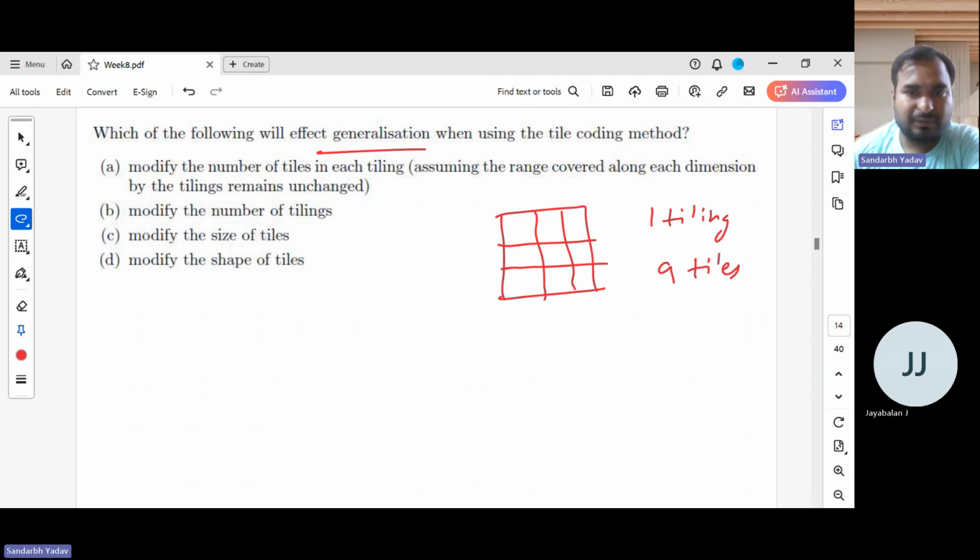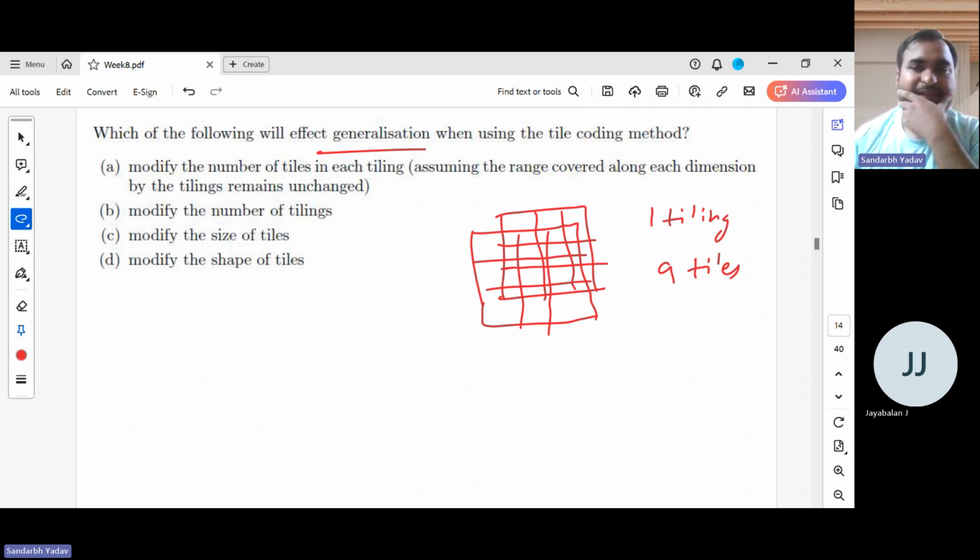Then we can have more than one tiling. Suppose it's like this, and we can have another tiling like this. So now the number of tilings is 2. If we modify the number of tiles in each tiling, will it affect the generalization capability? Basically, if we modify the number of tiles, it will affect the range over which one state can generalize to others.